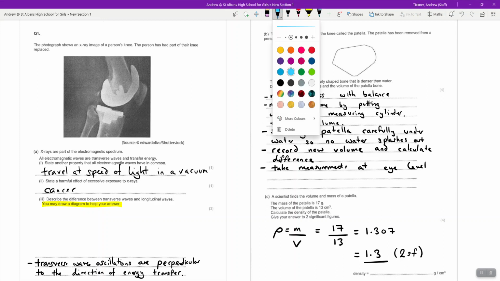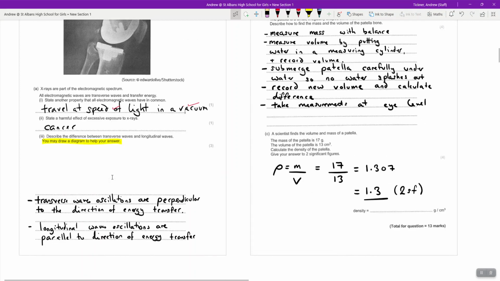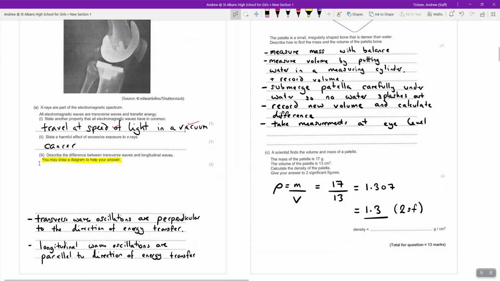Let me get a red pen just so I can talk about this. There are two possible marking points you can put. Either they travel at the speed of light, or they are able to travel through a vacuum. Or you can put this sentence simply together: they all travel at the speed of light in a vacuum. The harmful effect of excessive exposure to X-rays is cancer. Simple recall. And then describe the difference between transverse waves and longitudinal waves.